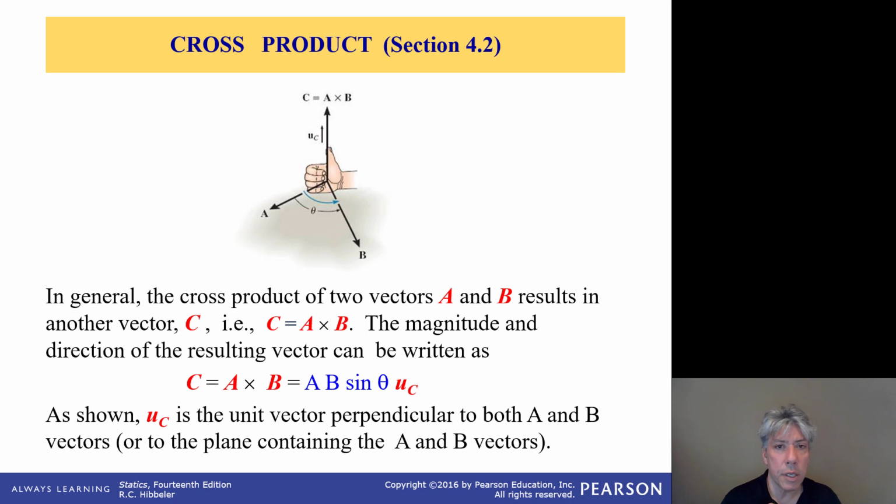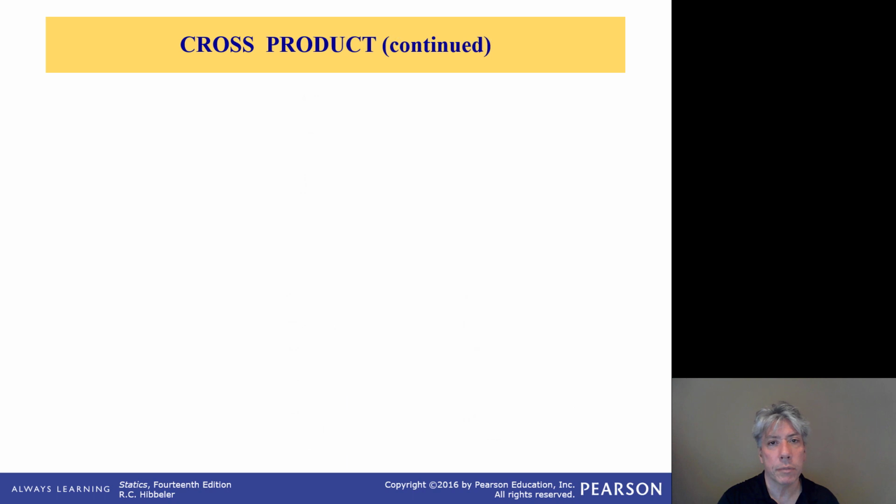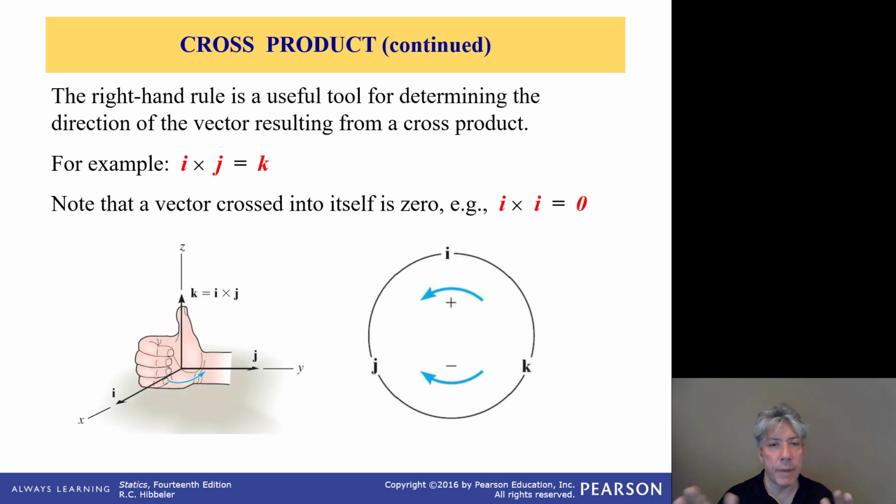So notice, interestingly enough, the resultant vector C, and therefore the unit vector in the C direction, is perpendicular to both A and to B. And that's how it's uniquely determined, because there's really only one vector, or one direction, one line, that will be mutually perpendicular to both vector A and vector B. Okay, so that makes some sense.